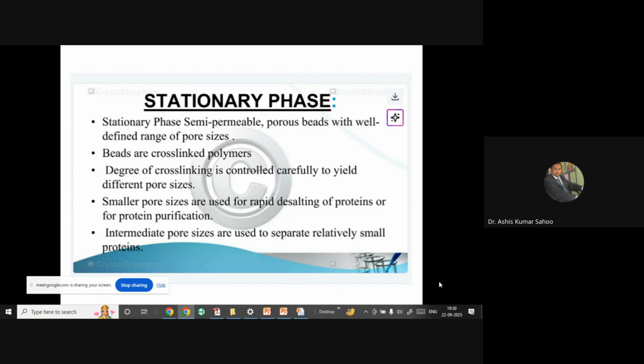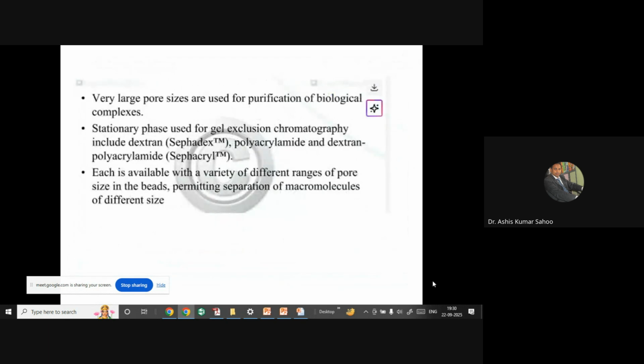In size exclusion chromatography, very large pore sizes are used for purification of biological complexes. Stationary phases used for gel exclusion chromatography include dextran and polyacrylamide. They are available with a variety of different ranges of pore size, permitting separation of macromolecules of different size.